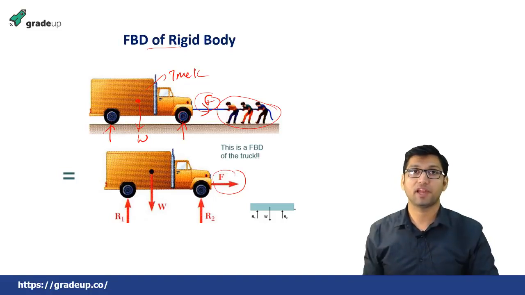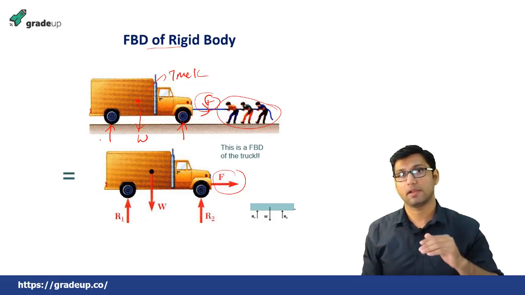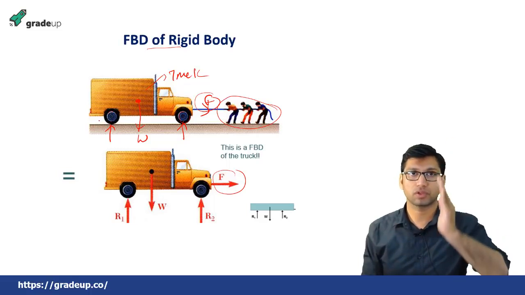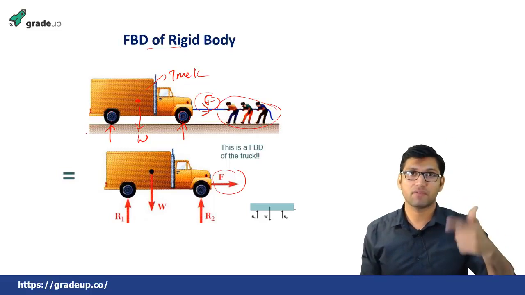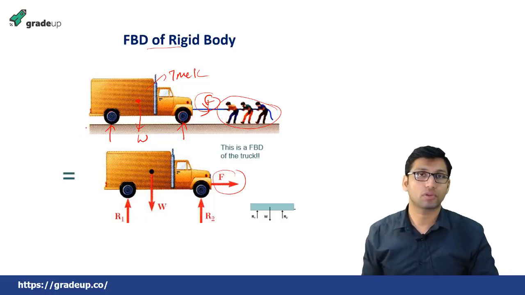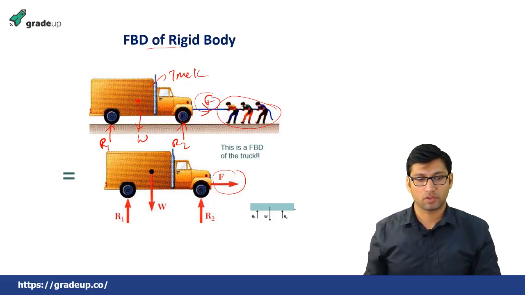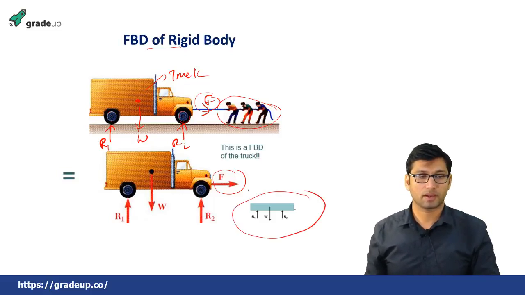As you know, by Newton's third law of motion, every action has an equal and opposite reaction. So these supports are imparting some force on the earth, so they will receive a reactionary force from the earth. Suppose this reaction force is R1, and this is R2. Okay, so this is the free body diagram. The free body diagram of this truck is like this.